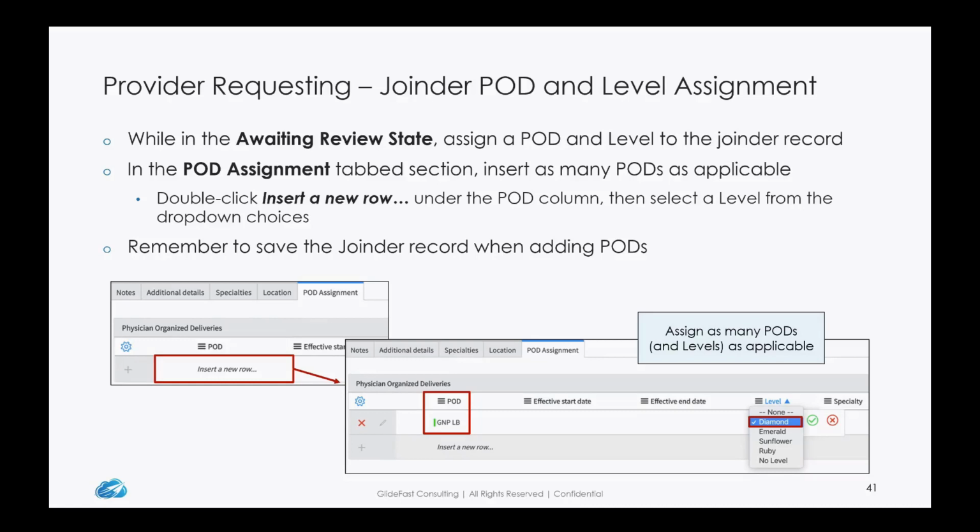Now, if you are doing provider requesting, what you're seeing here is the feature of ServiceNow that is the least intuitive and user-friendly, in my opinion. So this is something to pay attention to if you ever find yourself doing this and needing to put in a physician-organized delivery. What you'll need to do is double-click on Insert a New Row whenever you see an option that looks like this under the POD column, then select Level from the drop-down choices, and you'll insert as many PODs as applicable. Remember to save the jointer record when adding PODs. Let me show you this in platform now because I feel like it is not intuitive and it's better to see this happen.